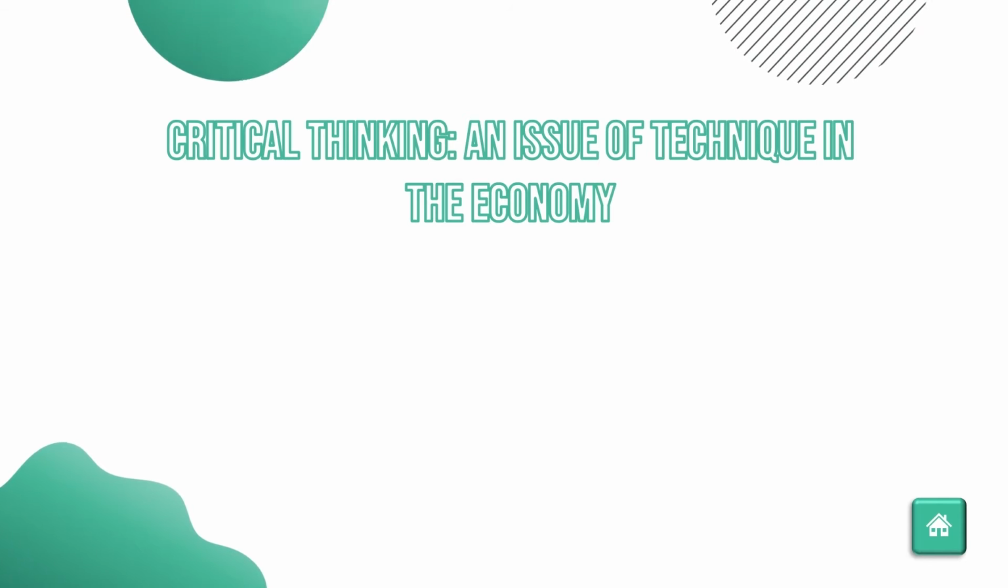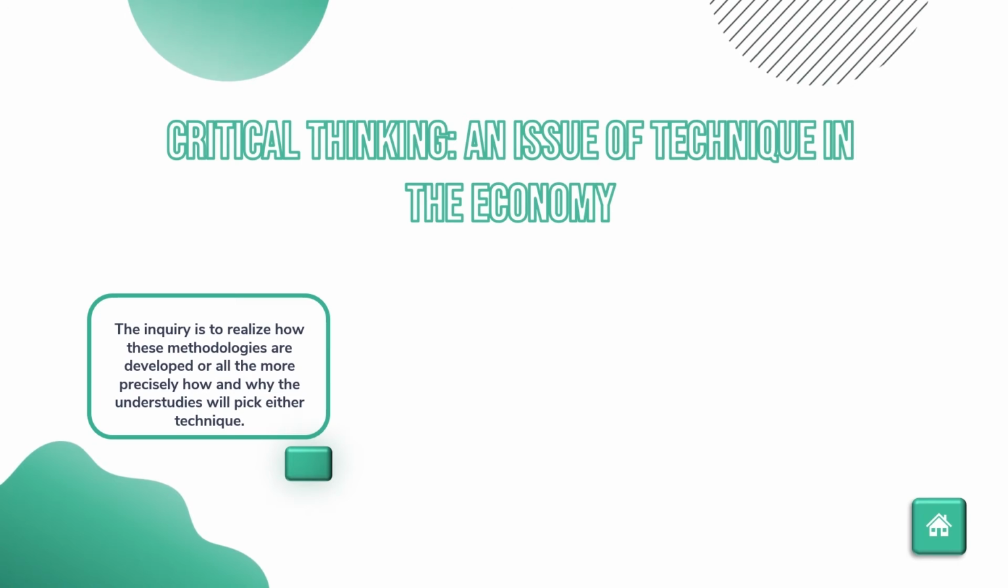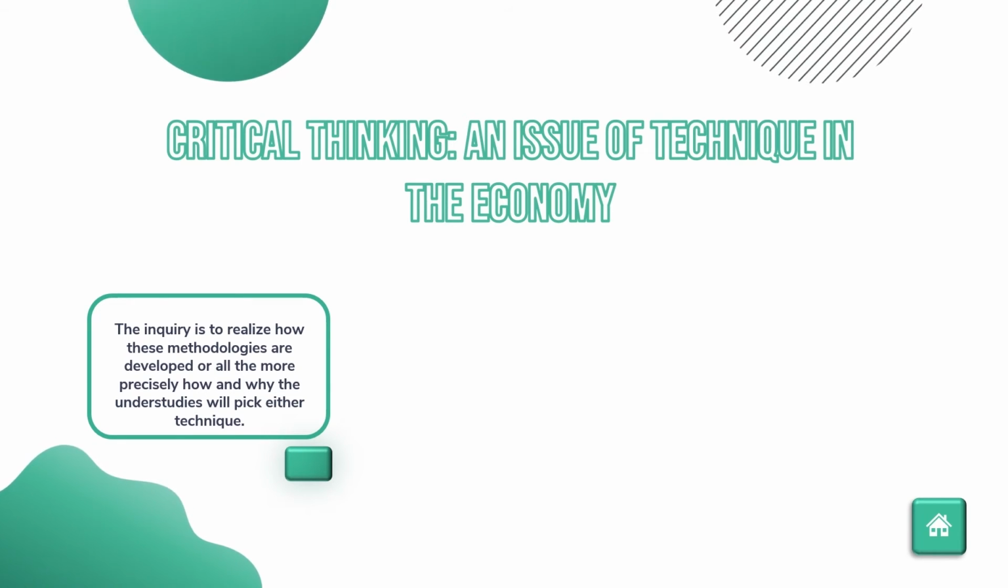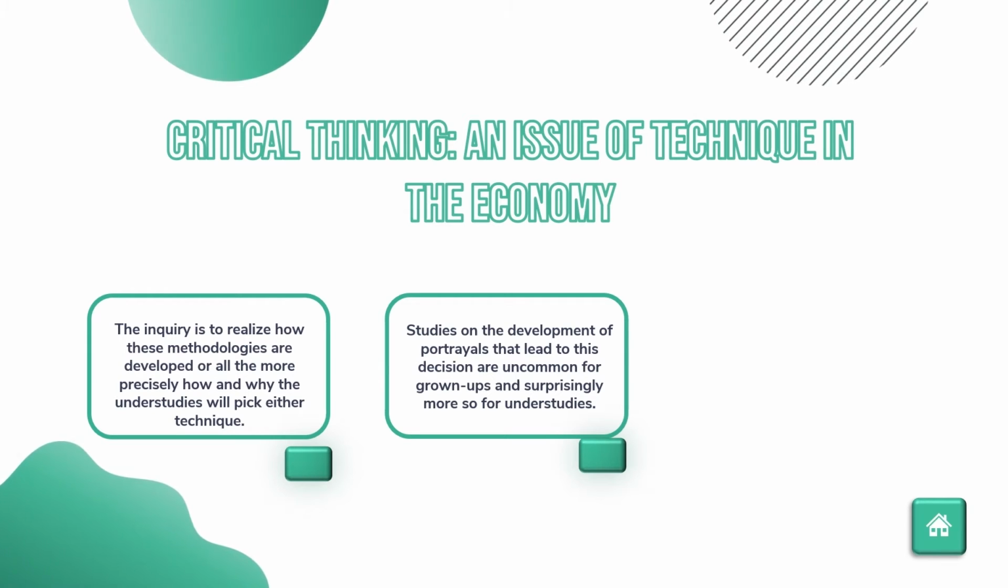Critical thinking, an issue of technique in the economy. Multistage verbal number crunching issues, 9, can be tackled by various systems. The inquiry is to realize how these methodologies are developed, or all the more precisely how and why the understudies will pick either technique. Studies on the development of portrayals that lead to this decision are uncommon for grown-ups and surprisingly more so for understudies.